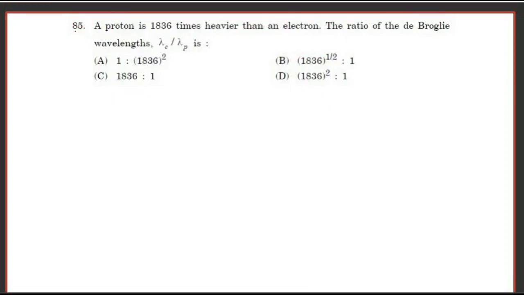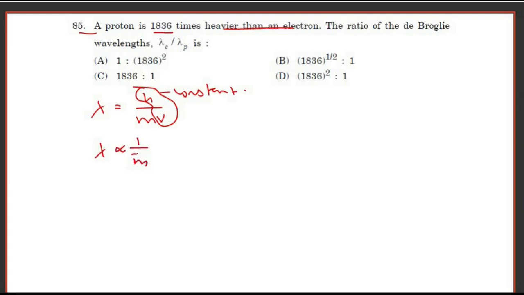This is question number 85. A proton is 1836 times heavier than an electron. The ratio of de Broglie wavelength lambda e by lambda p is. Here lambda is given as h by mv. mv is the momentum, h is Planck's constant, and here h by v is a constant. Hence lambda is inversely proportional to mass.